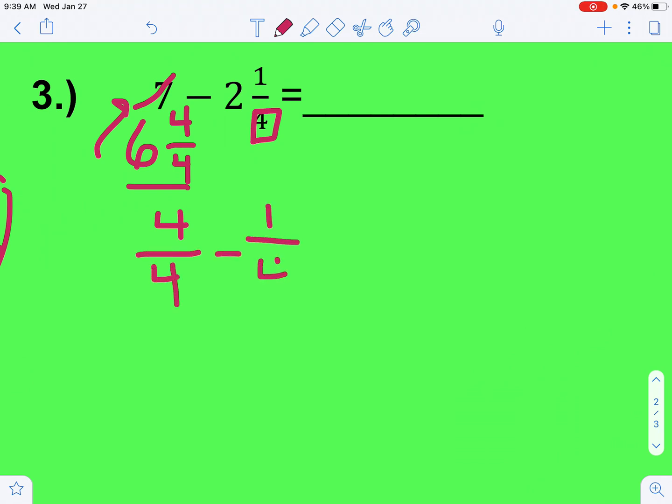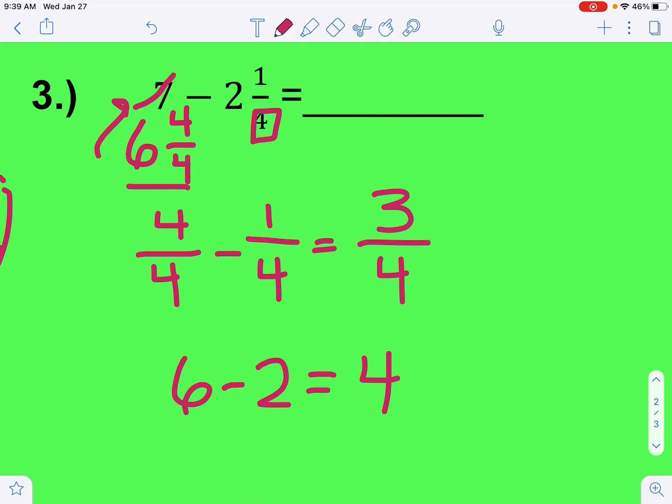Let's subtract our fractions. 4 over 4 minus 1 over 4. Our denominators are the same. 4 minus 1 gives us 3. Now we need to subtract our whole numbers. 6 minus 2 gives us 4. So 4 3/4.